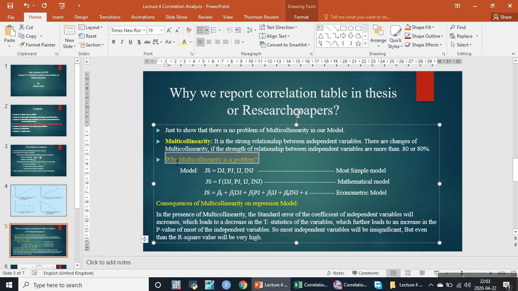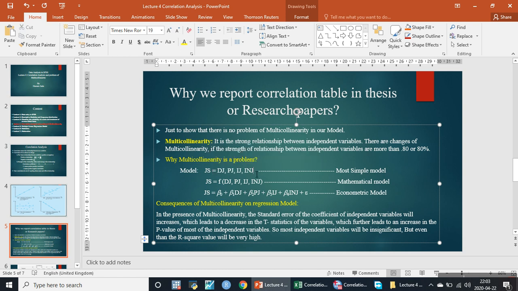How does the problem arise? What actually causes the problem? If the relationship between independent variables is more than 80%, what is the problem? We can understand the problem from this model. In lecture number 1, we discussed a model of job satisfaction and organizational justice.